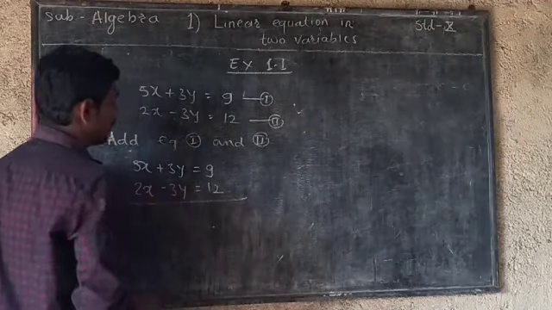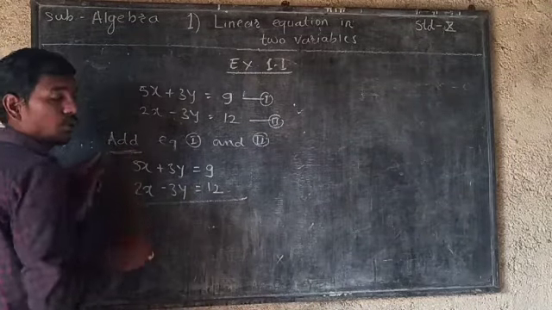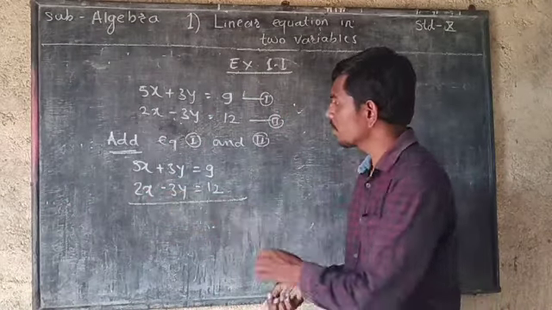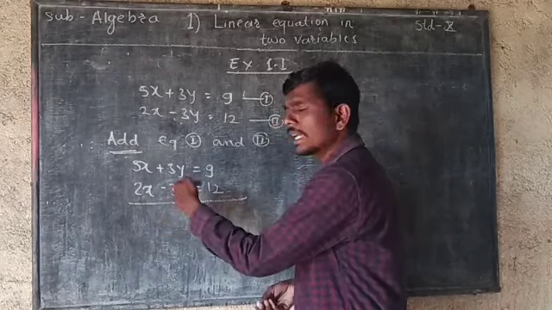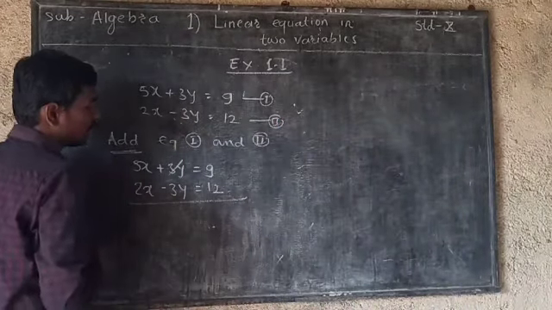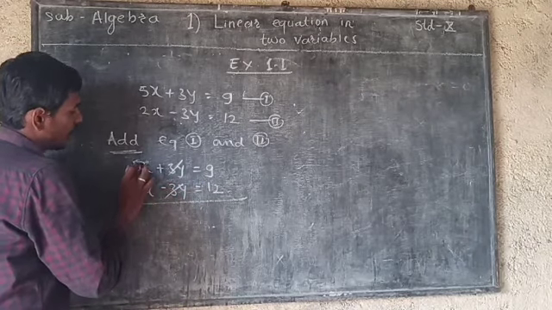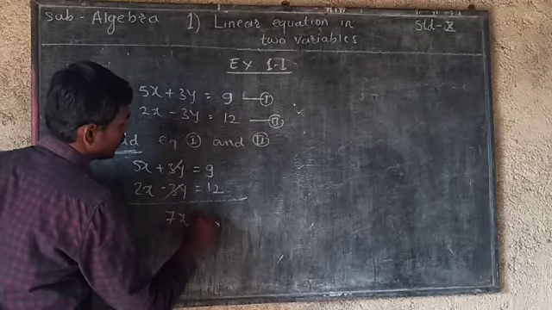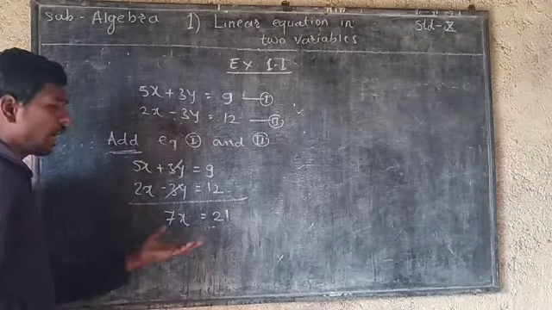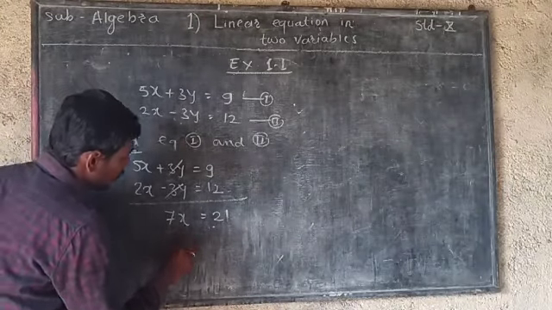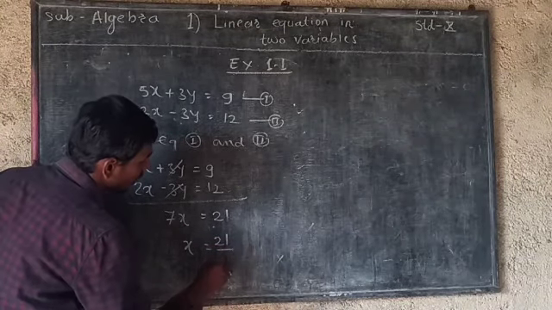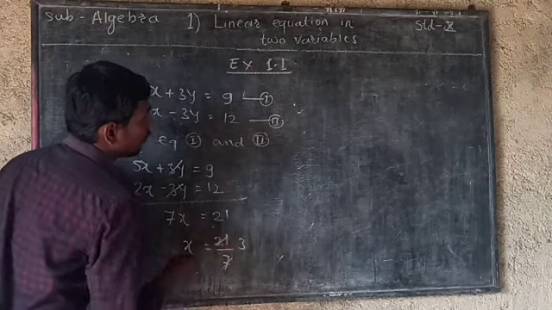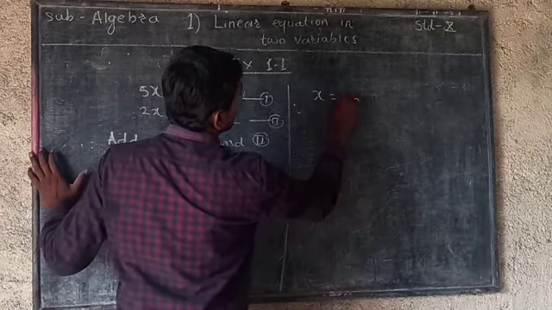So when we add, in addition we can cancel the numbers with opposite signs, means this is 3y, this is minus 3y, so we can cancel directly. Okay, so now 3y cancels 3y, and 5x plus 2x will become 7x, that will be 21. Now I think you know very well how to solve this, right? So x will be 21 divided by 7. When we divide 21 by 7, you will get 3, means the value of x is 3 now.